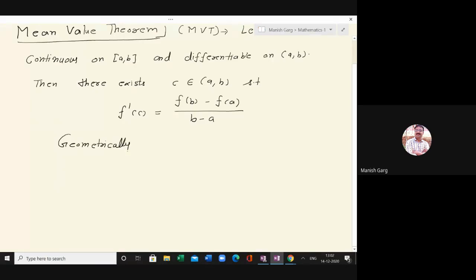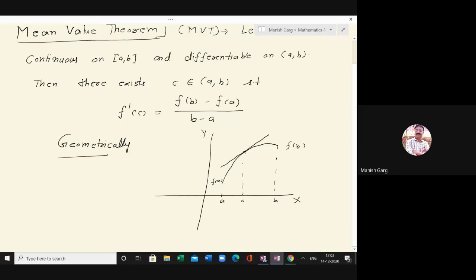Geometrically, suppose you have an xy plane, x and y, and you have this type of curve. Suppose this is A and this is B. The values at A and B are FA and FB. It says if it is continuous and differentiable, there exists a point C. The tangent at C will be parallel to the chord joining A and B, FA and FB.